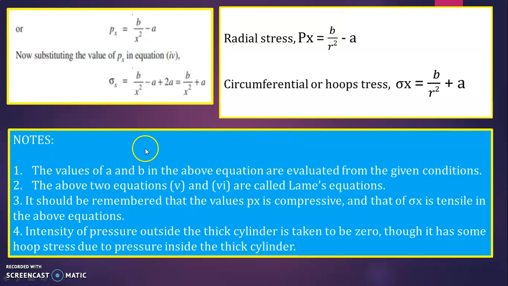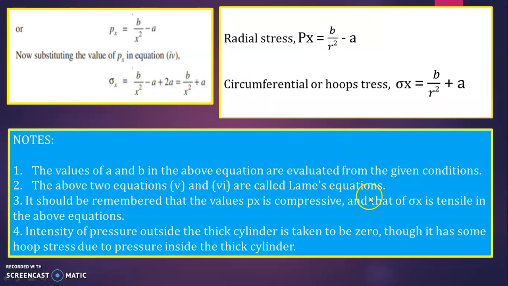Some notes you have to remember. The first one is that the values of A and B in the above equations are evaluated from the given conditions. A and B can be calculated by using the conditions. The above two equations, 5 and 6, are Lame's equations: Px is B divided by x square minus A and sigma x is B divided by x square plus A.